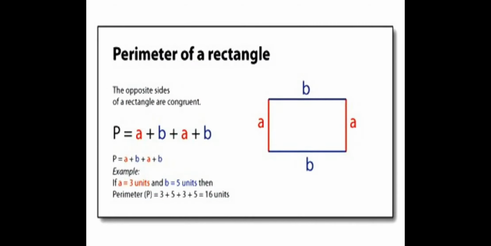side. So if we need to find the perimeter of a rectangle, we can just say b plus a plus b plus a, or you can multiply 2 times a plus 2 times b, because both a's are equal and the opposite sides in a rectangle are equal. Or you can just go around. And here they gave you an example. They said if a is 3 units and b is 5 units, so what we will do is we're going to add 3 plus 5 plus 3 plus 5, and we end up with 16 units.